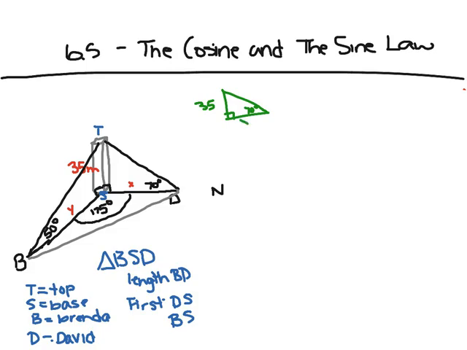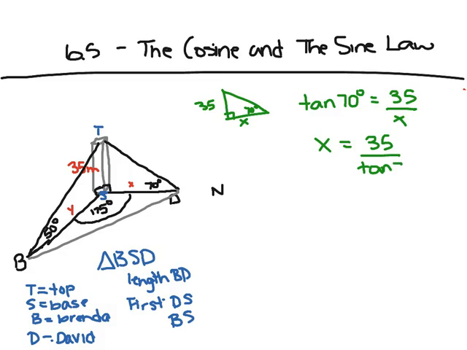and we want to find X. So we're going to use our tangent ratio, so tan of 70 degrees is equal to 35 over X. So X is equal to 35 divided by tan of 70 degrees. So we type this out, and X equals 12.74 meters. So we know that this is 12.74.